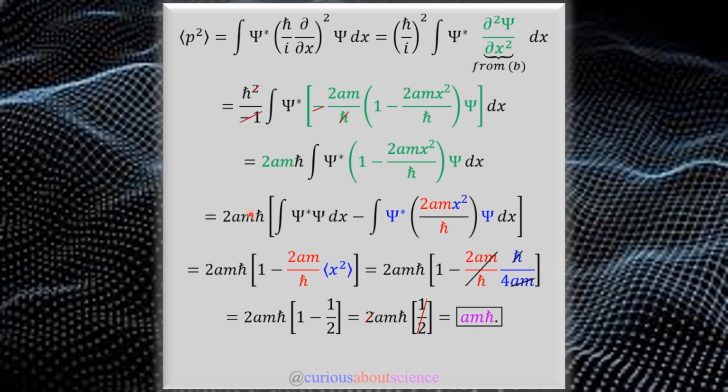Notice here that my constants from the green are just falling through all the way, and then we're left with 2am h bar times 1 minus 1/2, which is just 1/2. So you see the 2 and the 1/2 cancel, leaving us with am h bar as our expectation of momentum squared. How cool and quick is that when we get to use old results? It saves us so much time.